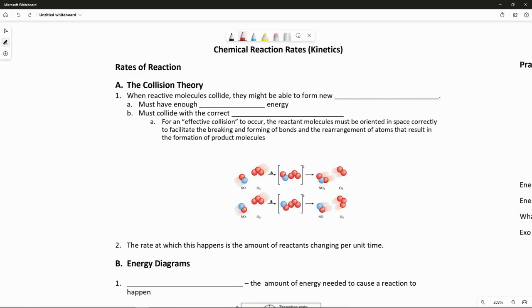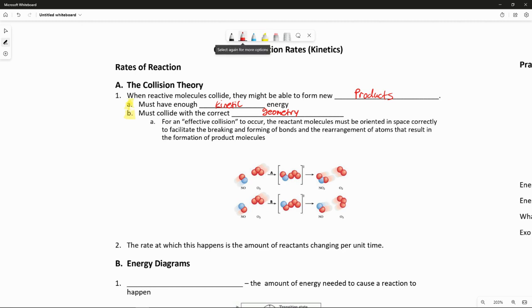Alright, let's go over chemical reaction rates, also known as kinetics. The collision theory: when reactive molecules collide, they might be able to form new products. They must have enough kinetic energy, so energy in motion, and they must collide with the correct geometry. This is essential. So these two things, A and B, are must-knows for our exam.